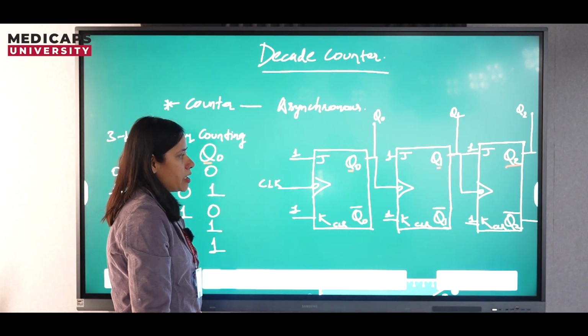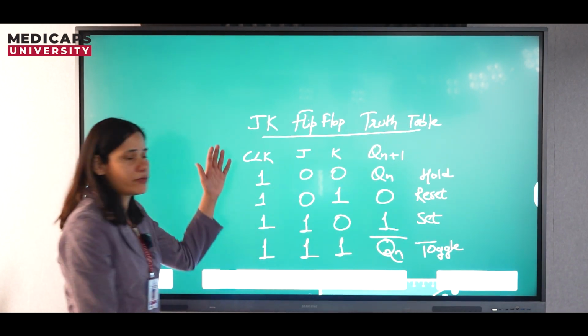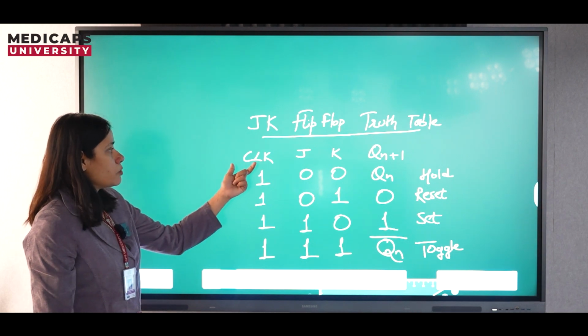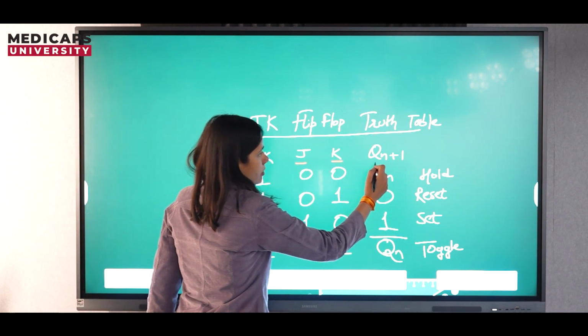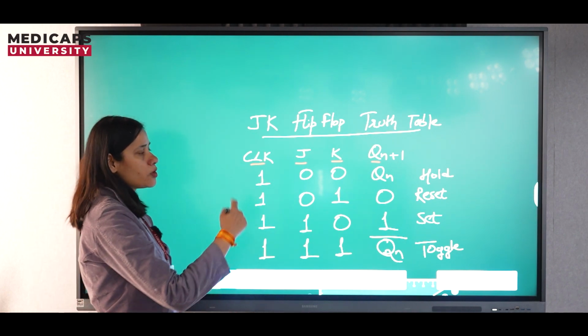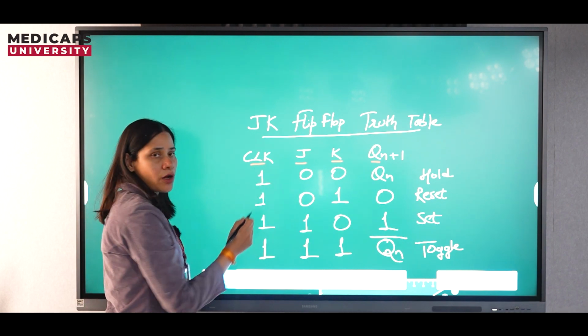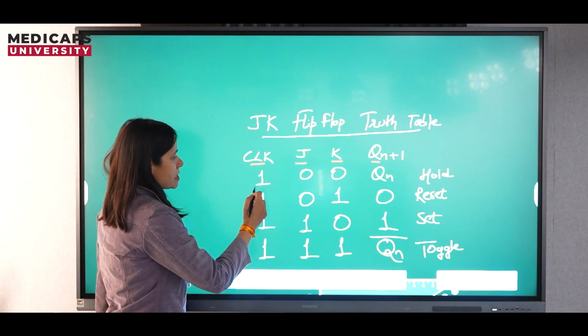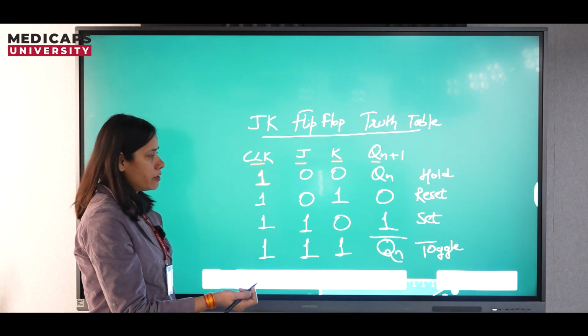Now here JK flip flops are used, so we'll see what is the truth table of JK flip flop. You have a clock signal, J and K input signal and output Qn plus 1. Qn plus 1 signifies what will be the next state. So a JK flip flop works only when you have a clock signal as 1. Then only you will get some kind of an output.